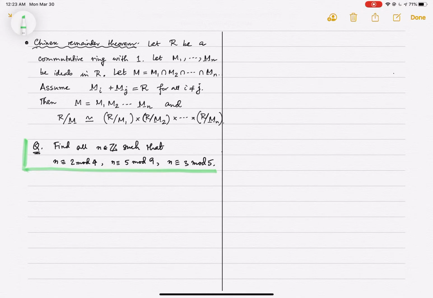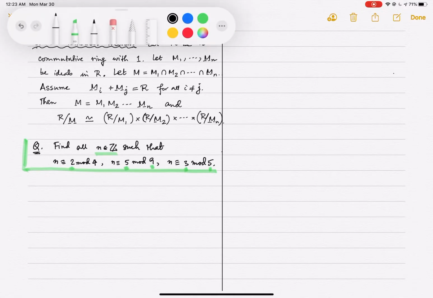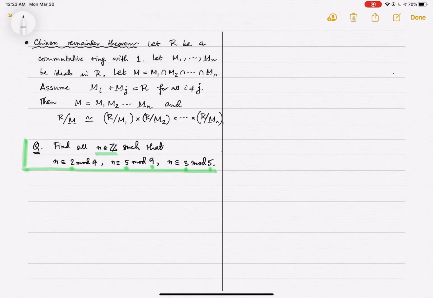Find all integers n such that when you divide by 4, they leave remainder 2. When you divide by 9, they leave remainder 5. And when you divide by 5, they leave remainder 3. As long as these moduli 4, 9, and 5 are relatively prime, there always exists such an n, and such n can be described using the Chinese remainder theorem.